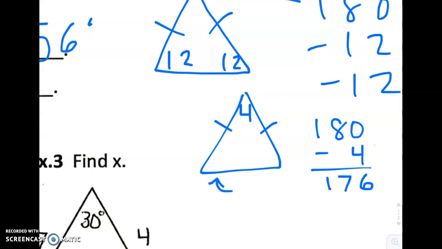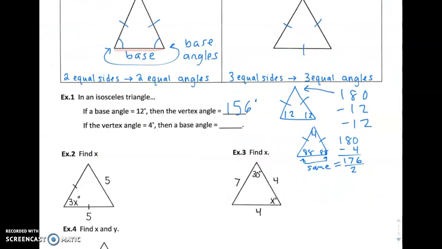So that means these two remaining angles, which have to be the same because they're sitting on the base, must total 176. So to get one of them, if I divide that 176 by 2, I find out that both angles have to be 88 degrees. So in the second part of the example, this one has to be 88 degrees. So whether I give you a base angle and ask for a vertex angle, or I give you a vertex angle and ask for a base angle, you can always find the other angles in an isosceles triangle.